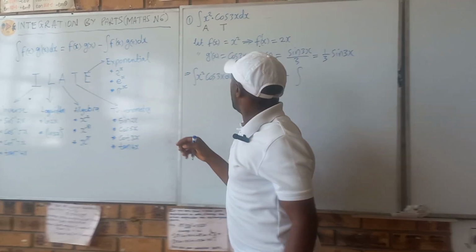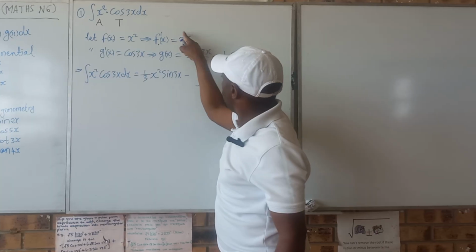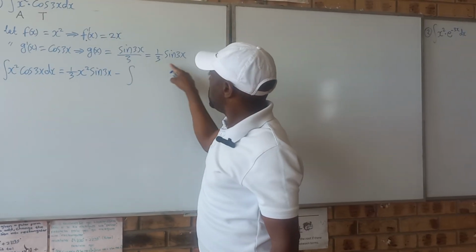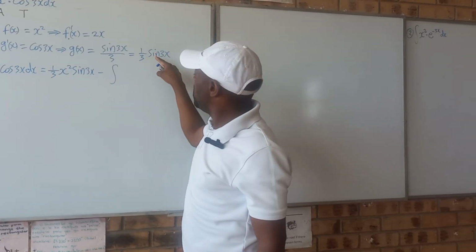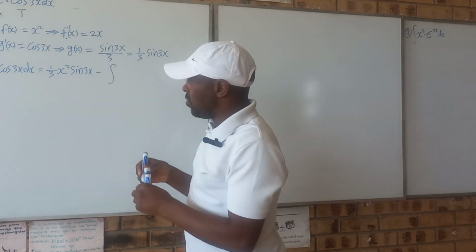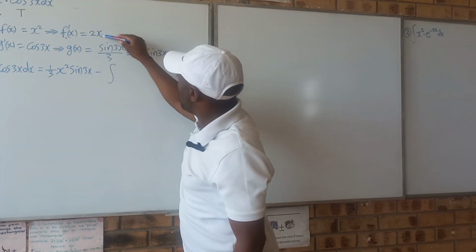f prime g. So where is our f prime? You see it's a 2x. Our g is 1/3 sine 3x. And I always advise students to practice keeping all constants out.